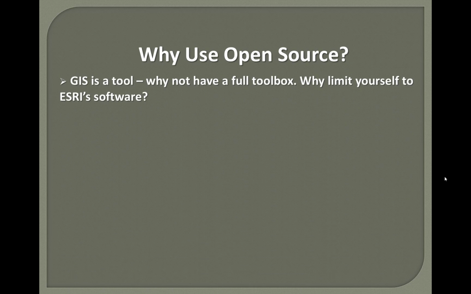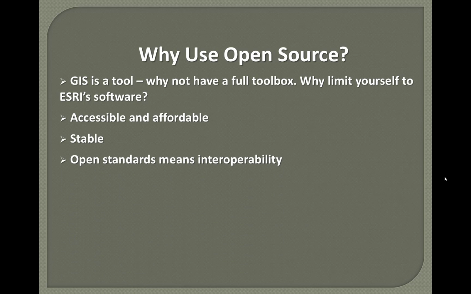So why use open source? Well, first of all, obviously, GIS is just a tool. So why not have a full toolbox? You usually don't limit yourself to just having one screwdriver. So why limit yourself to just having Esri software? Open source is also accessible. You can install it on almost any operating system typically, and it's affordable. It's stable. It follows open standards, which Esri doesn't always do.